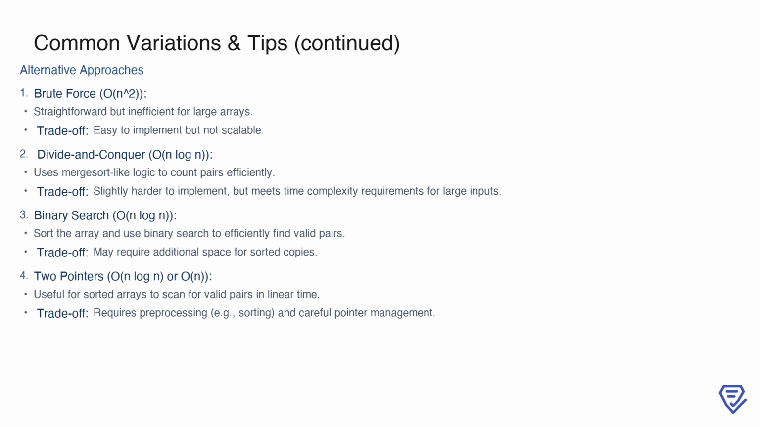Another option is binary search, which involves sorting the array and using binary search to identify valid pairs. This approach also has a time complexity of O(n log n), but it may require extra space for storing sorted copies of the array.